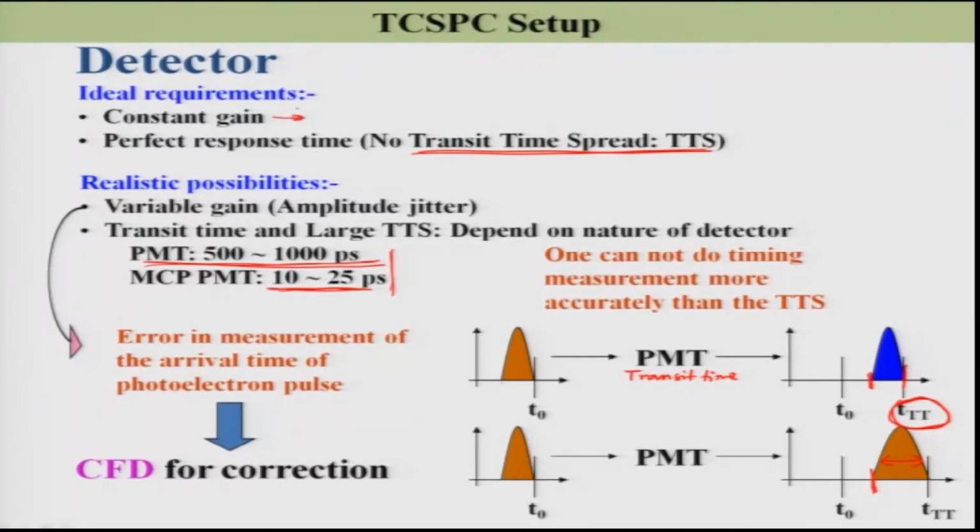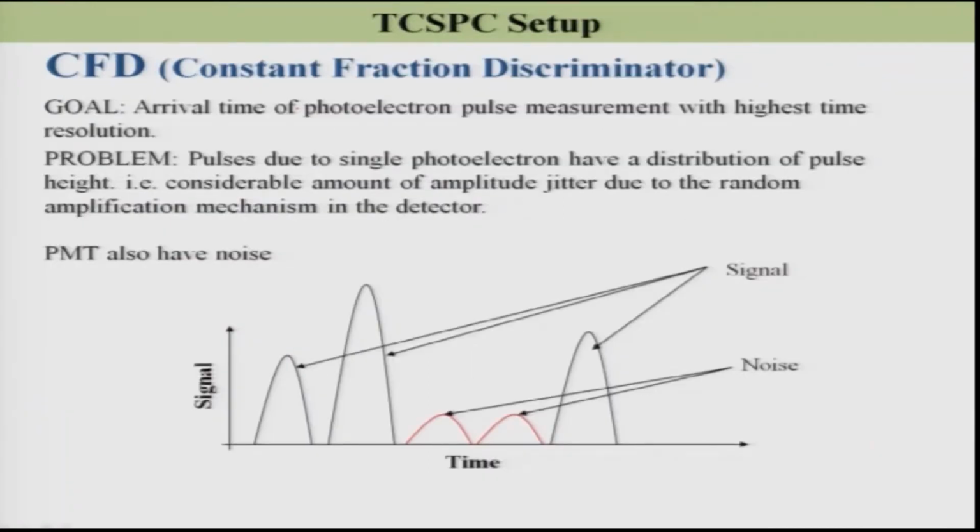Let me show you this with this diagram. I said that the detectors do not have a constant gain, that means if one photon falls, sometimes 100,000 electrons will be ejected, sometimes 95,000, sometimes 110,000 electrons will be ejected and so on. So, there is an amplitude jitter; the signal will be sometimes small, sometimes large, sometimes small and so on and so forth.